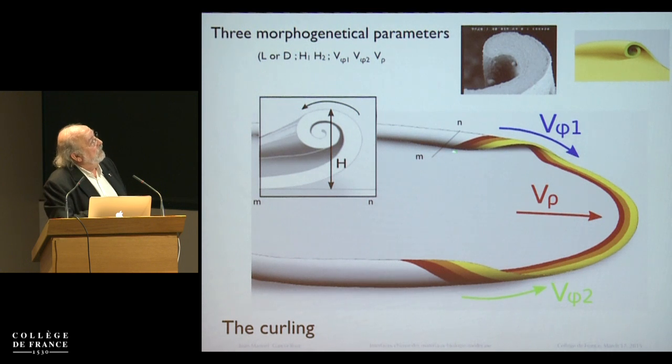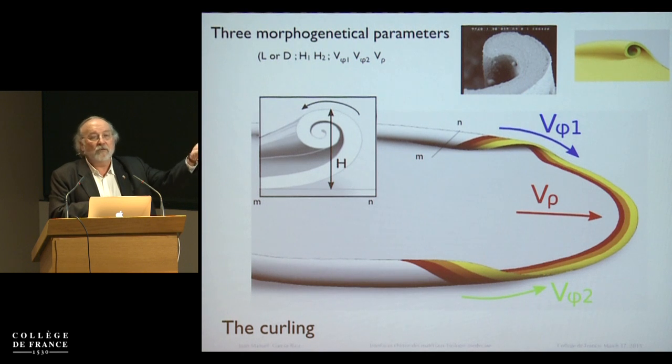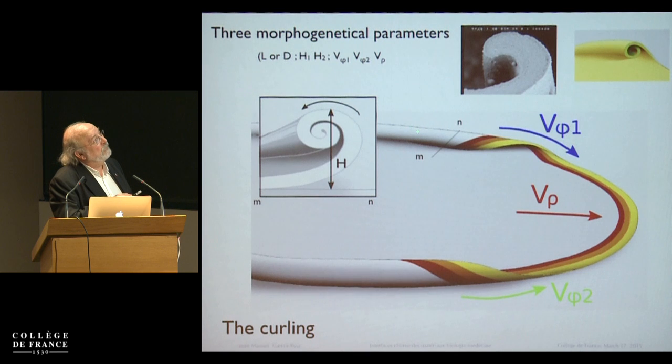So this is the curling. When the curling occurs, it propagates across the lip of the structure. So there is no more radial growth, but this is a propagation across the lip of the lamella. So we have the growth velocity of the lamella, the radial growth, and then we have two other velocities: the velocity of the propagating curling, this one and this one. So we have this velocity.